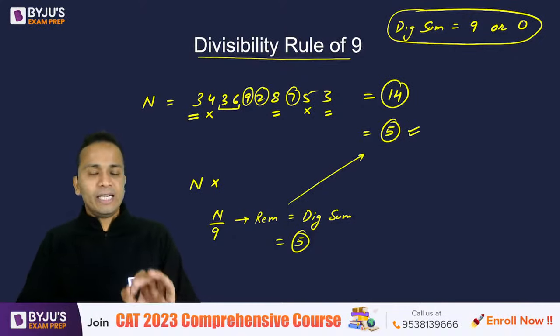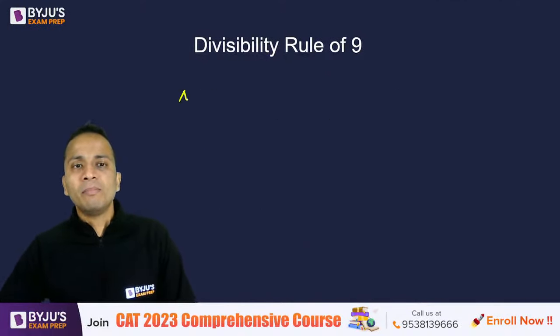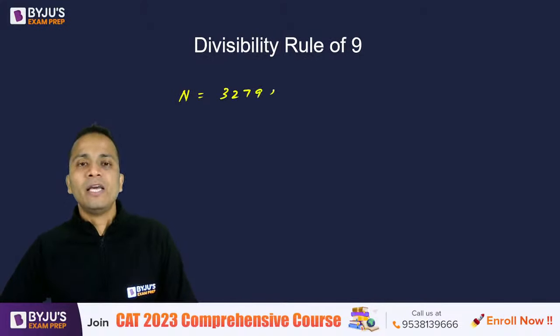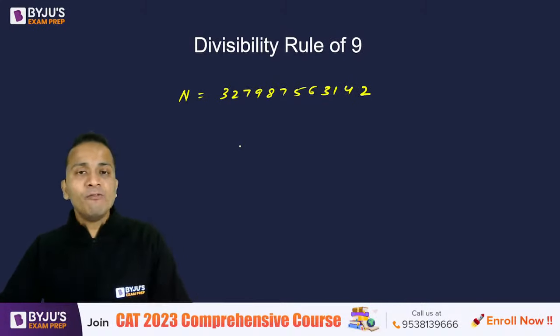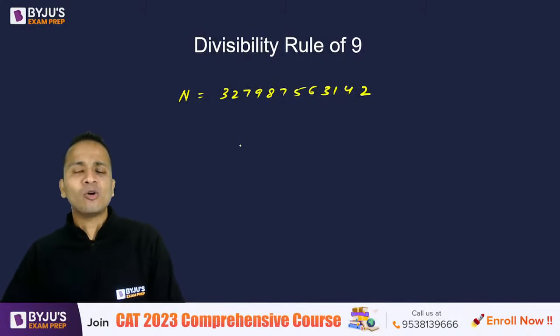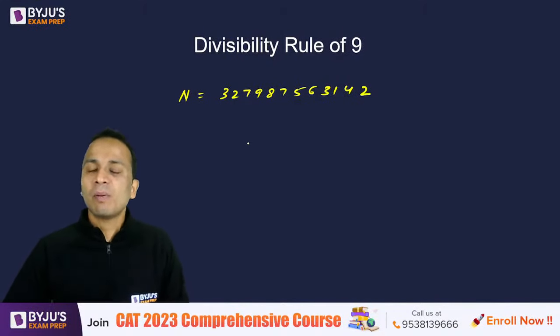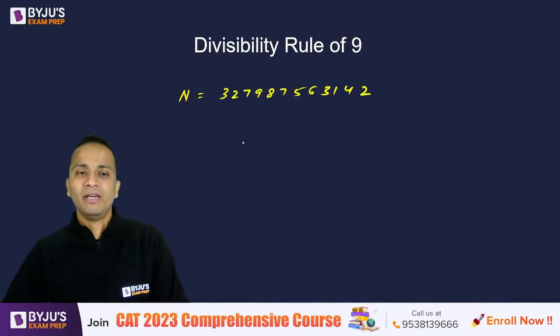All right. I'll take one more example to clarify this thing. So let's say your number is 3279875633142. This is a big number. I quickly want all the students who are present in this session to calculate the digital sum and tell me if this number is divisible by 9 or not. If it is not divisible, then what will be the remainder?